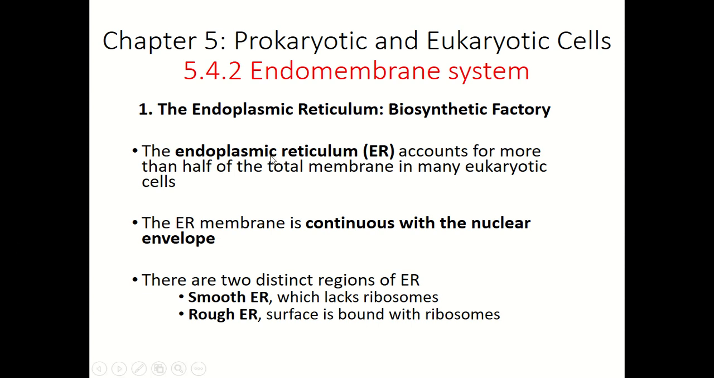So first, the endoplasmic reticulum, the biosynthetic factory. The endoplasmic reticulum accounts for more than half of the total membrane in many eukaryotic cells, and its membrane is continuous with the nuclear envelope, just like I mentioned earlier, and there are two distinct regions of ER. If the ER is bound with ribosomes, it is known as rough endoplasmic reticulum. However, if the surface of the endoplasmic reticulum lacks ribosomes altogether, it is known as smooth endoplasmic reticulum.